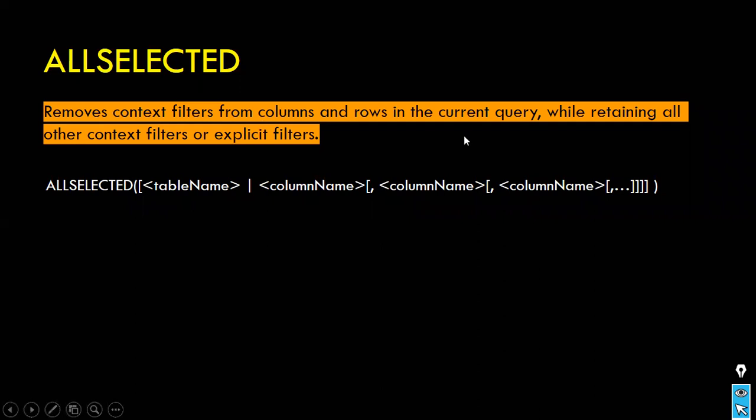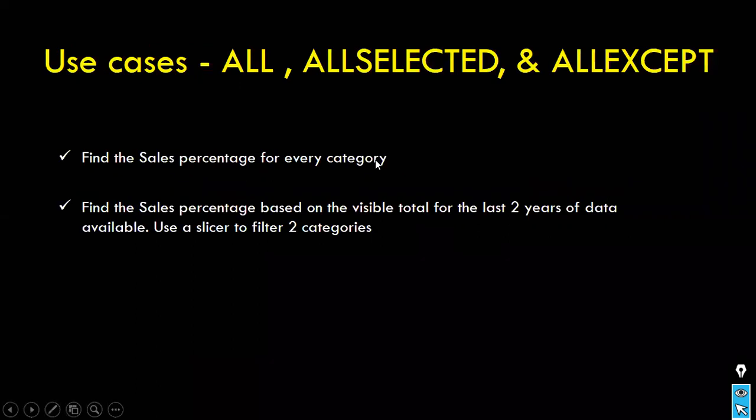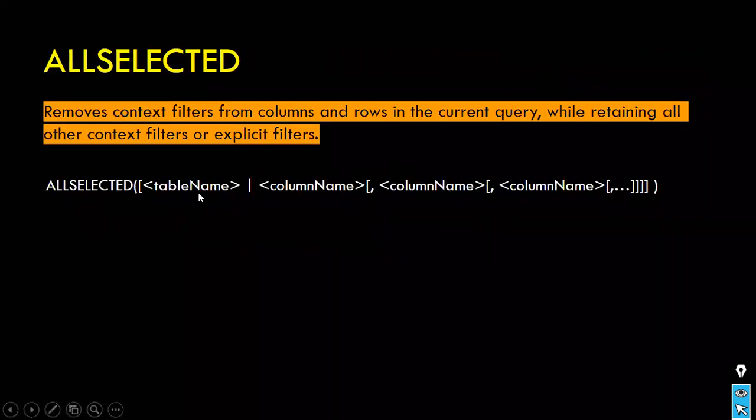Okay, here it removes the context filter from columns around the current query while retaining all other context filters or explicit filters. So here also the first argument is supposed to be a table name, or you can specify the column also. If you specify the table name in ALLSELECTED, or in the case of the ALL function, all the text columns that are there in your table, it will ignore the filter. Okay. If you use a table name itself, category, subcategory, or country, all these text columns, it will ignore the filter in both the ALL and ALLSELECTED.